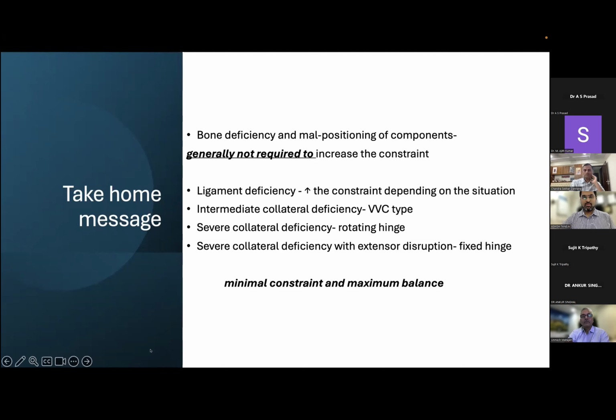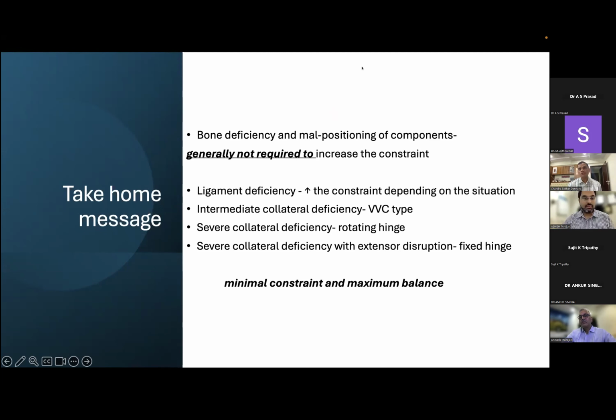Thank you. Excellent talk, Dr. Chandrasekhar. So a lot of information for the audience. There's one question that I would like you to answer. If a patient has come with a failed LCL, what will be your preferred constraint?